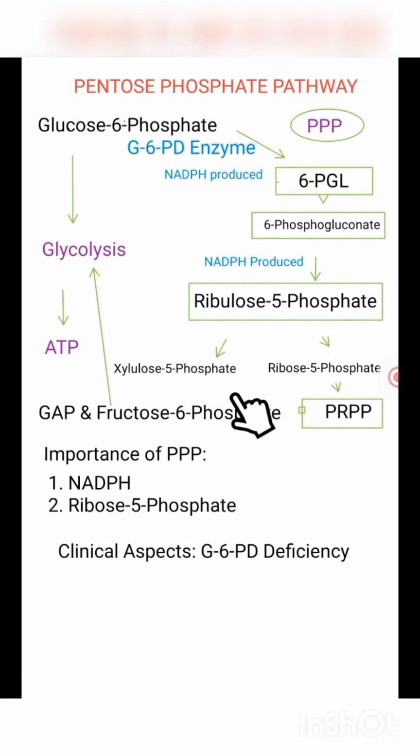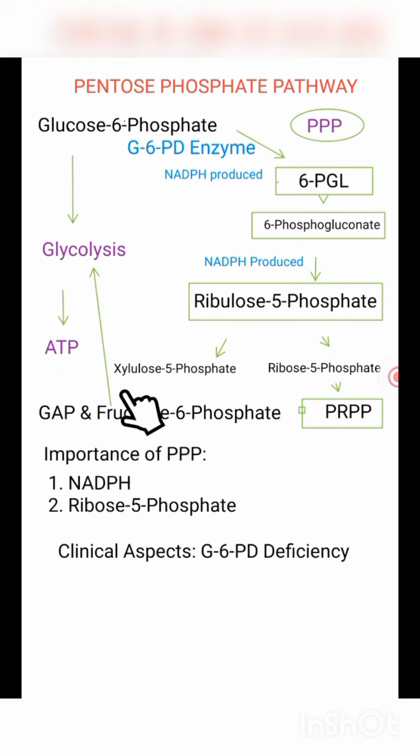Alternatively, if the body does not need any of this, ribulose 5-phosphate can still be converted to xylulose 5-phosphate, which undergoes a series of reactions with ribose 5-phosphate to eventually produce glyceraldehyde 3-phosphate and fructose 6-phosphate as the major products of the non-oxidative phase. And why are these important? They are important because they are actually intermediates of glycolysis. So it means that the pentose phosphate pathway can still feed glycolysis with glyceraldehyde 3-phosphate and fructose 6-phosphate so that you can actually produce ATP.